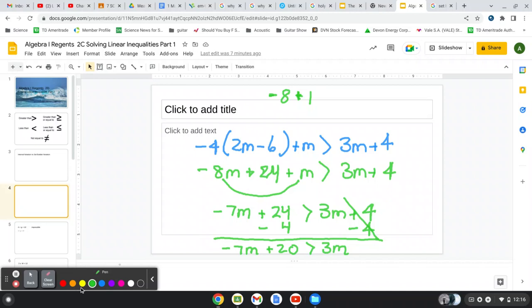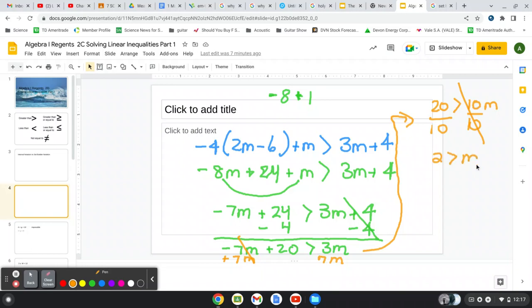And always double check. Slow down if you need to. Let's use that color right there. All right, so now let's get rid of the 7m by adding it on both sides, right? I'm adding the 7m on both sides, and let's bring this arrow so we can finish it over here. So that cancels out, and we're left with 20 is greater than 10m. And we just divide the 10, not the m, and we're having that 2 is greater than m. 2 is greater than m.